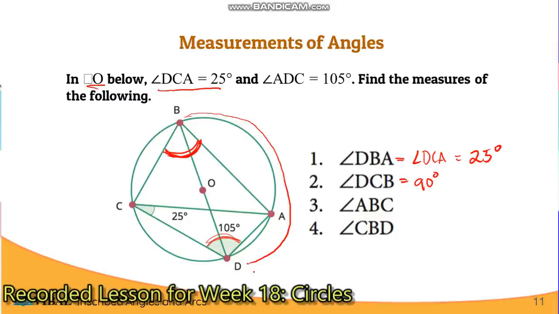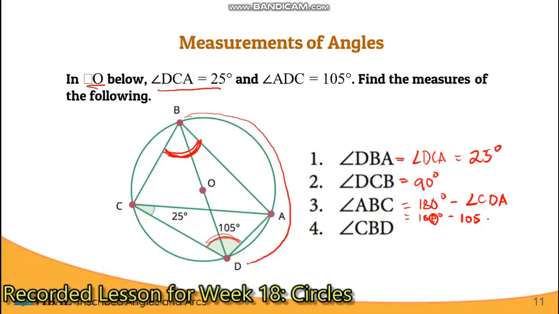At sabi natin kanina, kapag pinag-add natin ito, dapat 180 degrees siya. Therefore, ang formula natin dito is 180 degrees minus angle CDA. So, we know that CDA is 105. So, 180 degrees minus 105. That is the measure of angle ABC. And that is equal to what? 75. Okay, very good. So, the measure of angle ABC is 75 degrees.